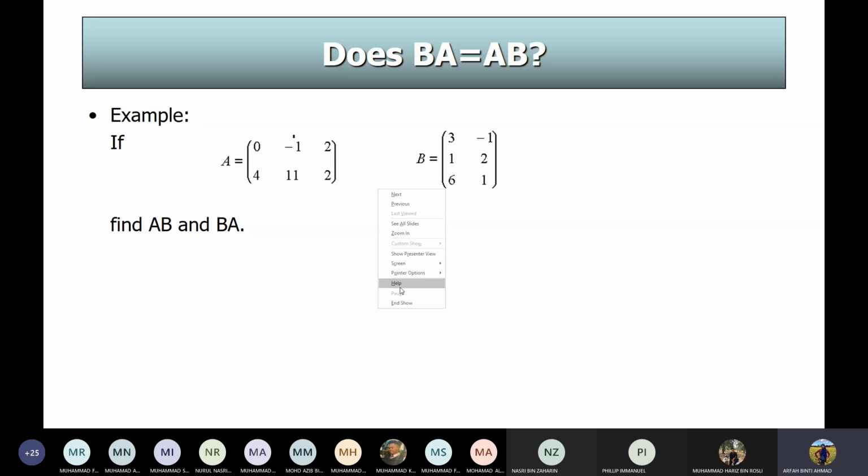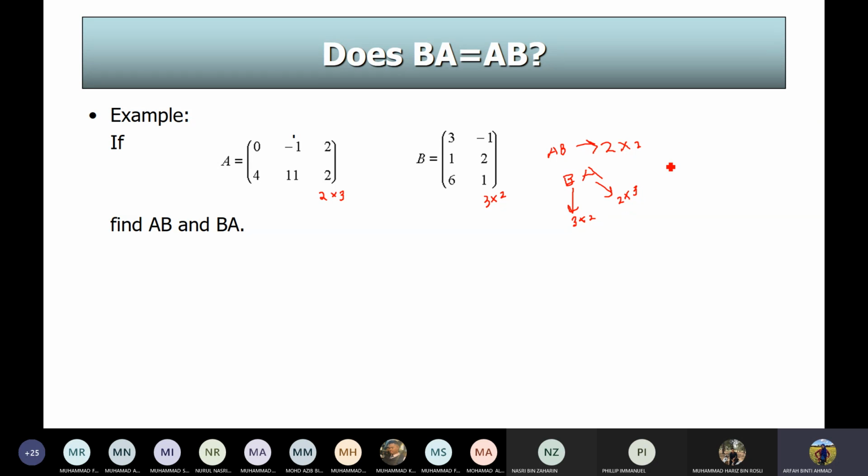So A darab B awak akan dapat yang ini 2 kali 3. And the second matrix is 3 kali 2. So A darab B awak akan dapat satu matrix. Apa hasil dia? 2 darab 2. The order of the matrix will be 2 times 2. So B darab A kita akan tukar position pula. Matrix B first yang mana dia adalah 3 kali 2. Then matrix A yang mana dia punya ni adalah 2 darab 3.